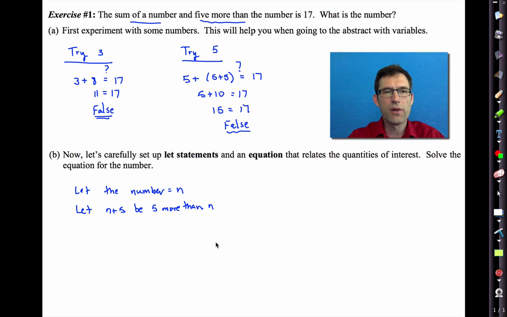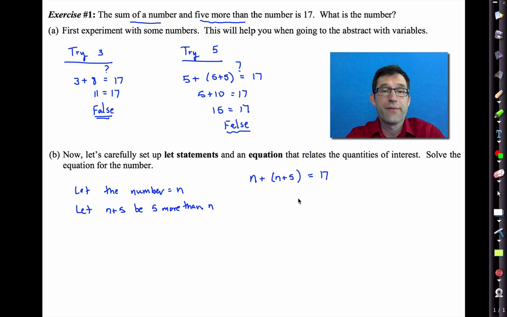Now, we've got our careful let statements. What we want to do is set up an equation. So we're going to sum, right? We're going to sum n and n plus 5, and that's going to be 17. Now, a lot of people wonder why I put the n plus 5 in parentheses.